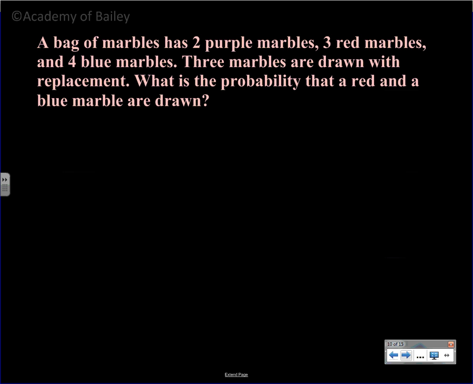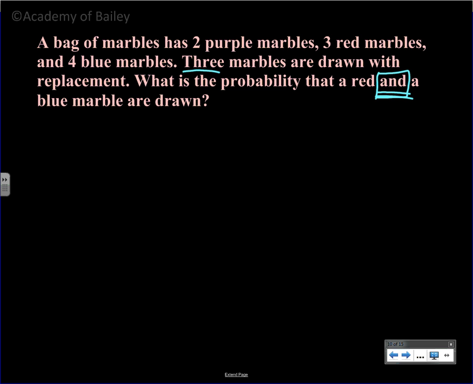Back to these type of problems, you have a bag of marbles that has 2 purple marbles, 3 red marbles, and 4 blue marbles. 3 marbles are drawn at this time. Okay, so this is a little different than what we've done before, but it's still one of those types of problems. 3 marbles are drawn with replacement. What is the probability that a red and a blue marble are drawn? That's the key word, and. So we know that's either independent or dependent.